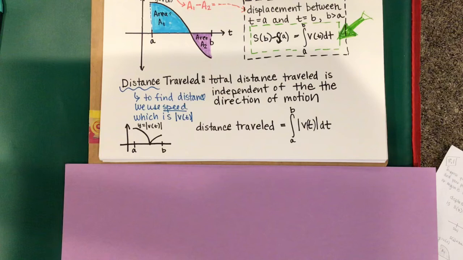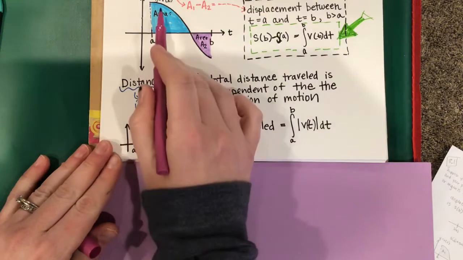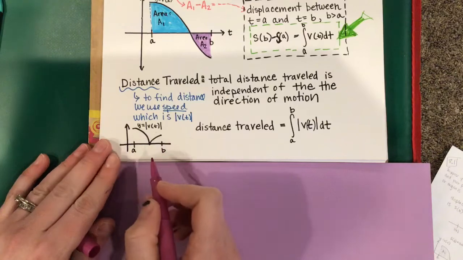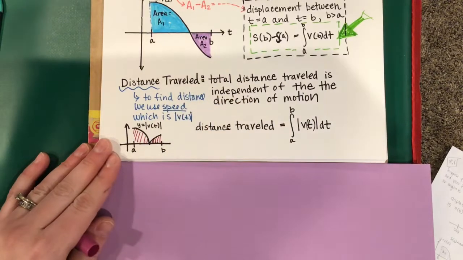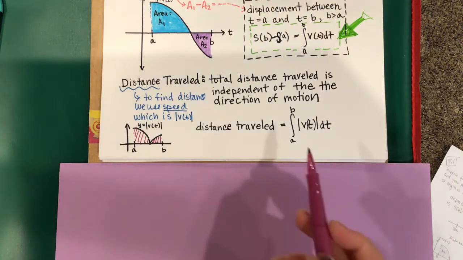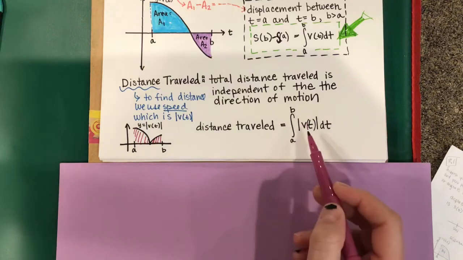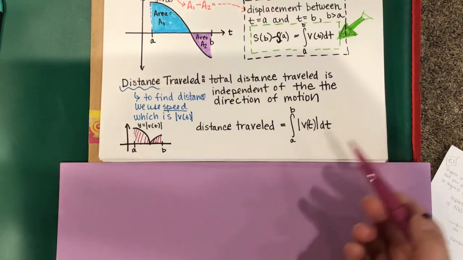And so when we start looking for our total distance traveled, this is when we take a look at the absolute value of v of t. If this was v of t, this would be a sketch of the graph of the absolute value of v of t. That brings the area under the curve above the x-axis, thus making it all positive. So when we're looking to calculate the total distance traveled, this is when we take the absolute value of v of t, which is our speed.